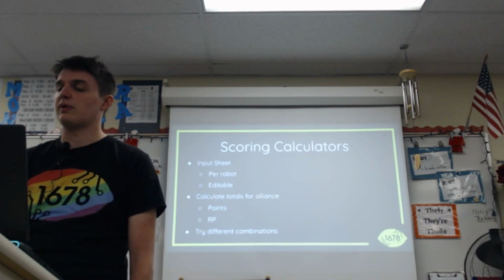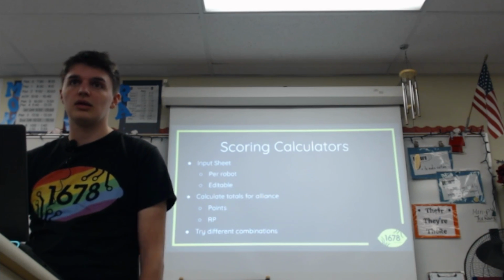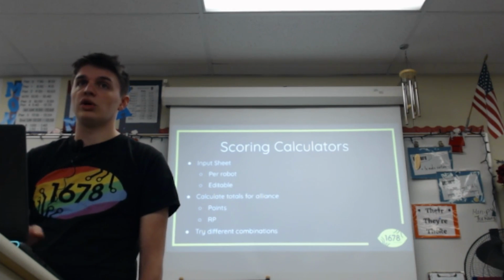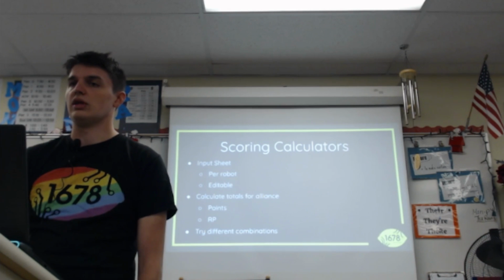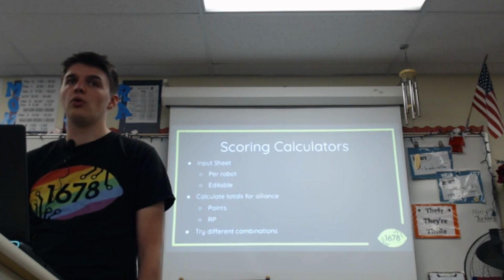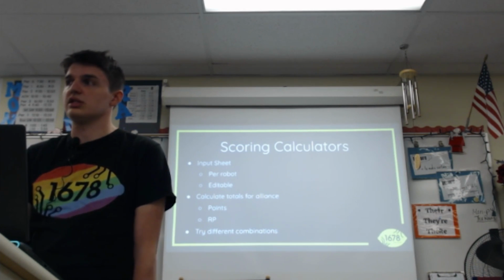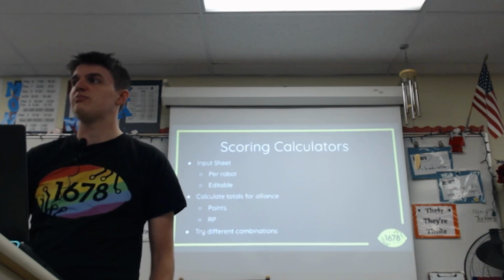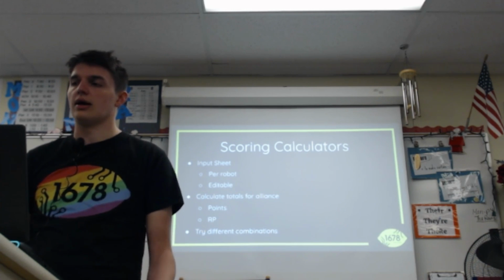In terms of spreadsheets, the most useful tool, at least in my mind, is a scoring calculator. All you do is input data per robot, what you imagine they scored: this many game pieces, they did this in auto, they did this level in endgame. It should be able to calculate the points and ranking points in that match, and let you test different combinations to see how the scoring interacts with each other, especially if it's a non-linear scoring game where there's some sort of non-linear and linear action.